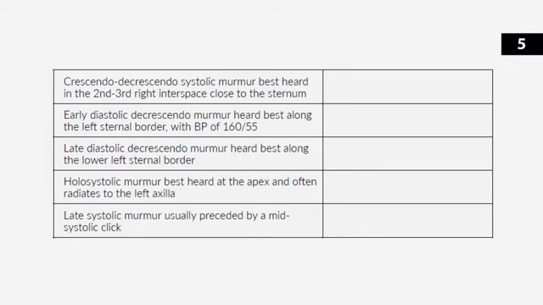A crescendo, decrescendo systolic murmur heard best in the second to third right interspace close to the sternum. That's aortic stenosis. Early diastolic decrescendo murmur heard best along the left sternal border with blood pressure 160/55 is most likely aortic regurgitation. There's that wide pulse pressure again. The late diastolic decrescendo murmur heard best along the lower left side of the sternum would be tricuspid stenosis.